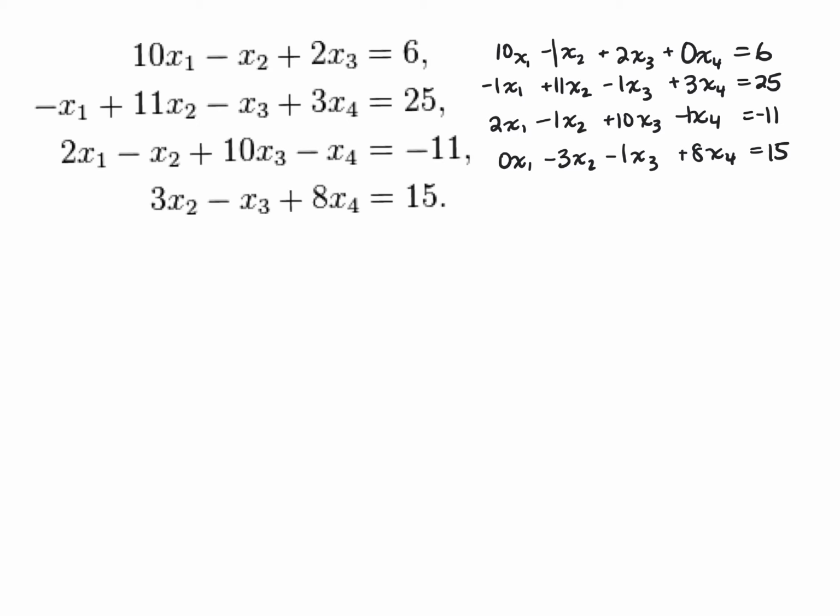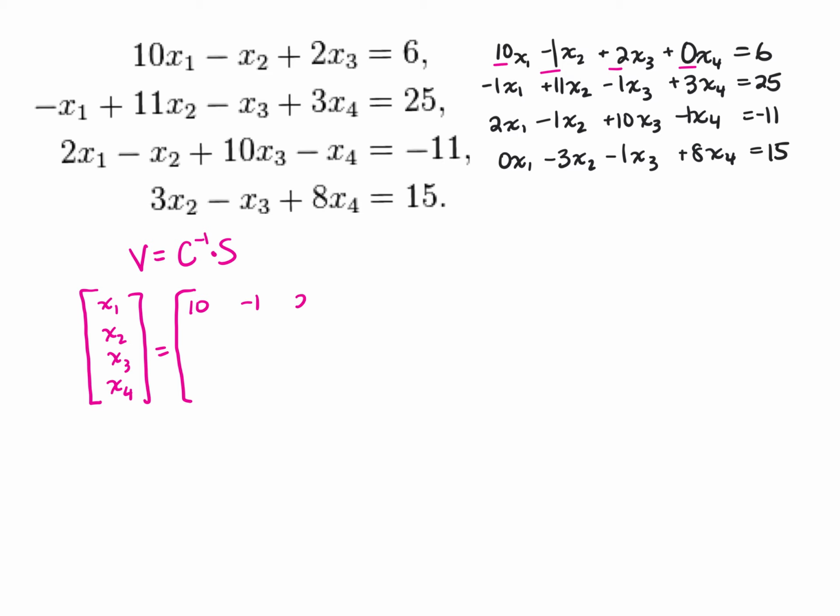So now we write our matrices. We're going to have our variable matrix equals the inverse of the coefficient matrix times our solution matrix. So this time our variable matrix has 4 variables. So we have x1, x2, x3, and x4 equals, our coefficient matrix is rather large here. I'm just, again, going to go straight across each of the 4 equations. So I'll have 10, -1, 2, 0, -1, 11, -1, 3, 2, -1, 10, -1, and then 0, -3, -1, and 8 times, and then 6, 25, -11, and 15.